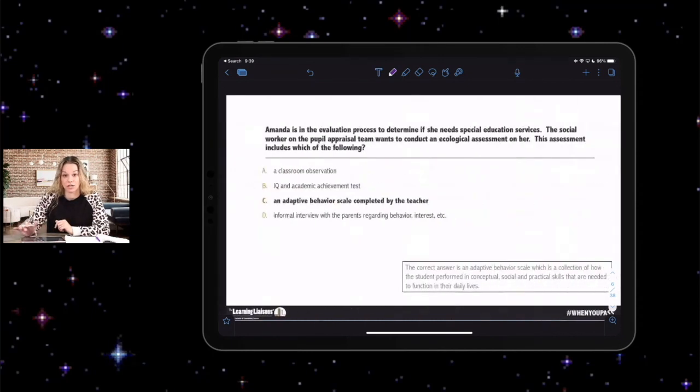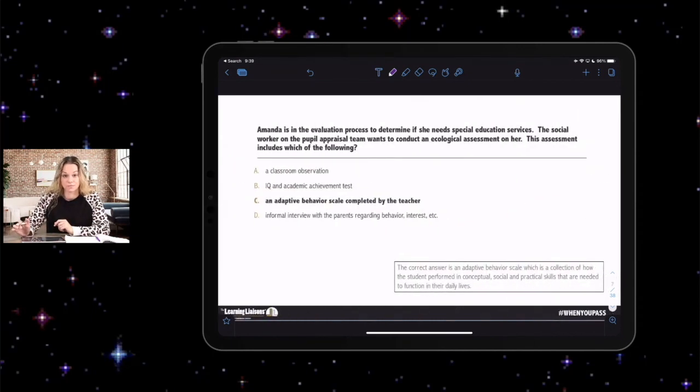So let's take a look at what our correct answer is. The answer is C, an adaptive behavior scale completed by the teacher. So let's go in reverse and break down why that's what our answer is. We're talking about the evaluation process, and this is to determine if she needs special education services. So we know that this is in the beginning of this process because we're going to determine what the services are, if she's a candidate at all, again, looking at some of those strengths and what those weaknesses are.